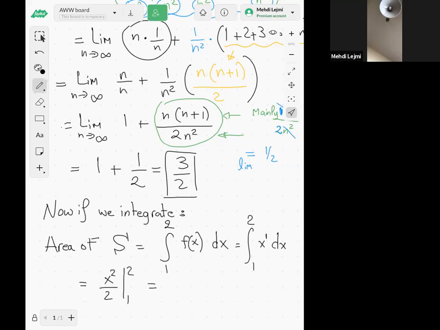So if you replace x by 2, you get 2 squared over 2 minus, and if you substitute x by 1, you get 1 squared over 2. So it's minus 1/2, right? So it's 4/2, which is 2, minus 1/2. With a common denominator, that will be equal to 3/2. And of course, you're going to get the same answer.